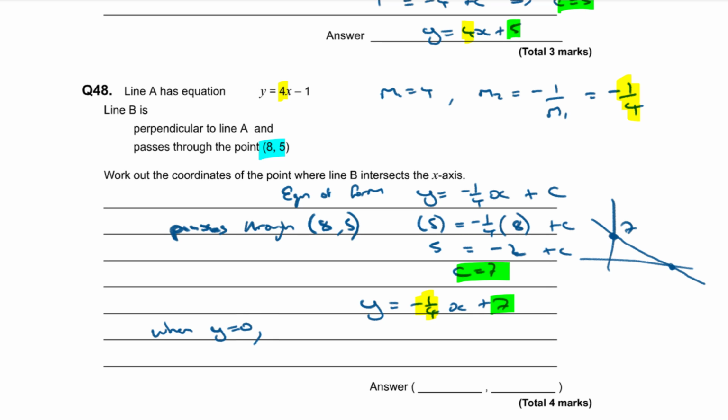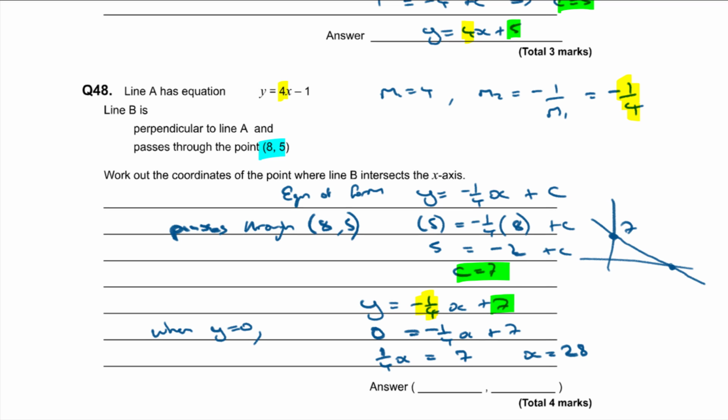Okay, so we're going to sub that into the equation. 0 equals minus a quarter x plus 7. Okay, so taking my minus a quarter x to the other side, I'm going to get a quarter of x is equal to 7, and then times both sides through by 4, I'm going to get x is equal to 4 lots of 7, that's equal to 28.